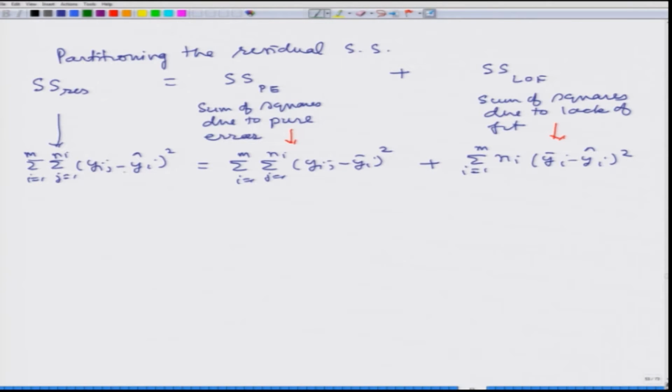Now, when we talk about the distribution, the sum of squares due to residual has degrees of freedom n minus 2, the sum of squares due to pure error has degrees of freedom n minus m, and the sum of squares due to lack of fit has degrees of freedom m minus 2.